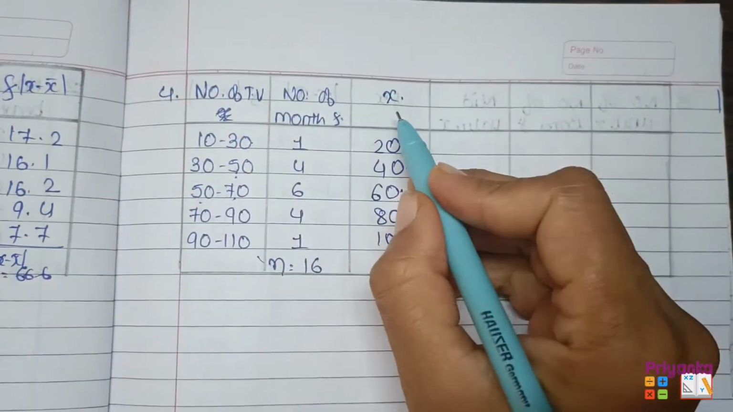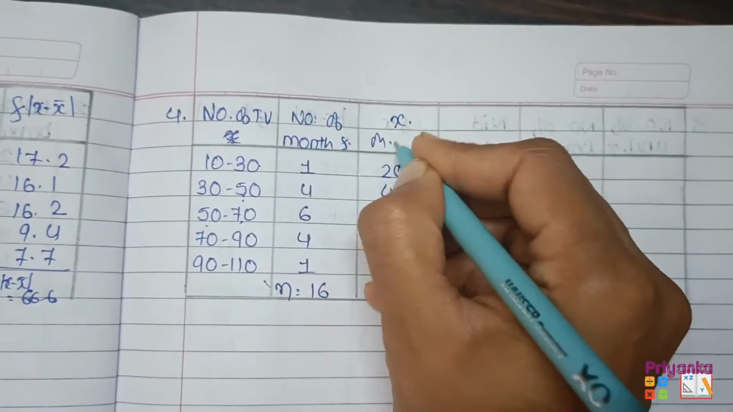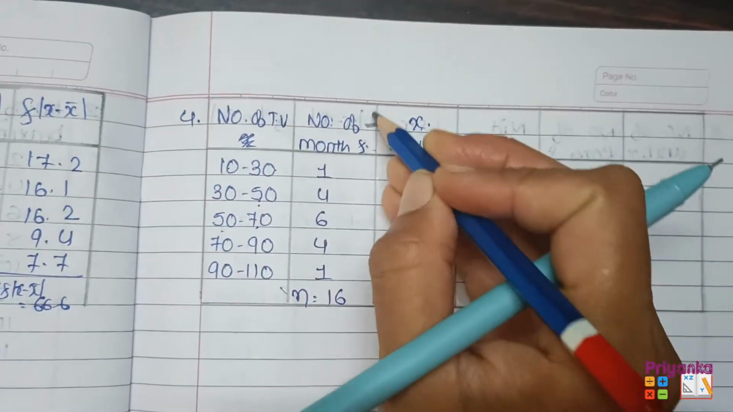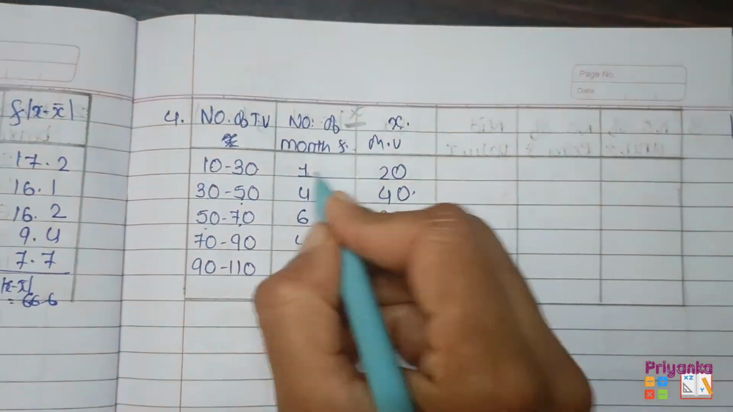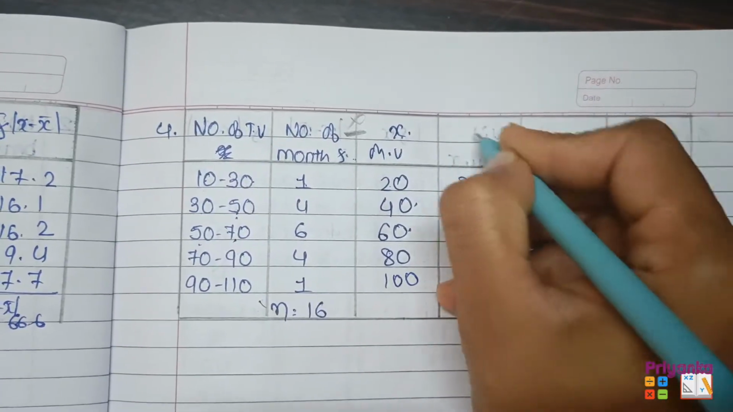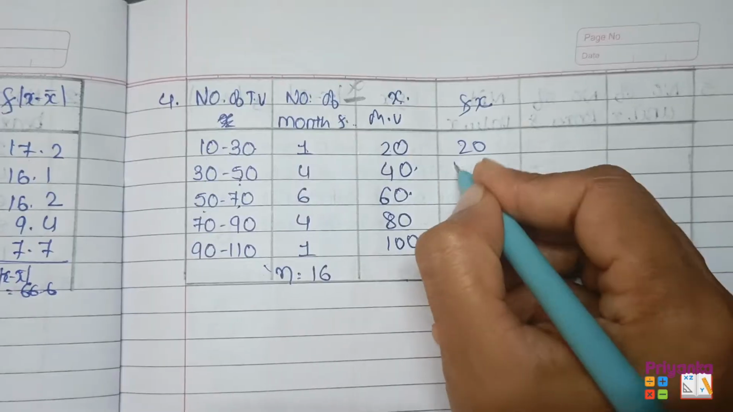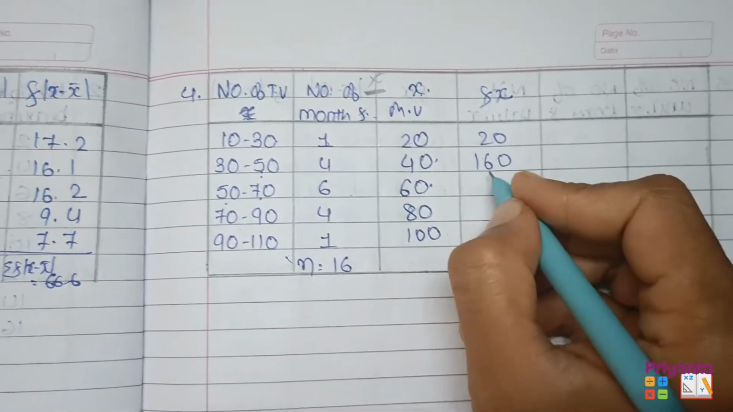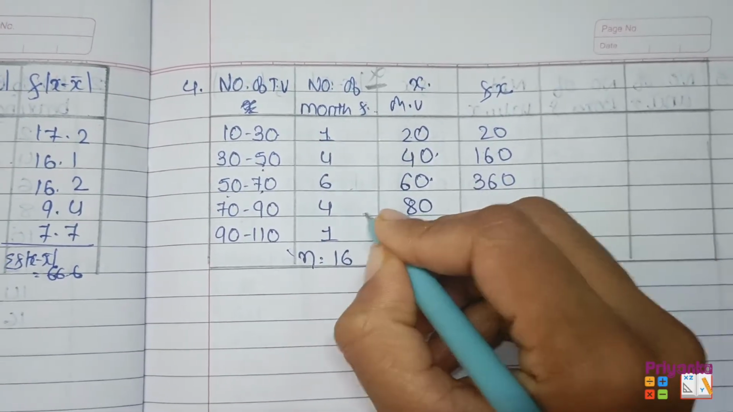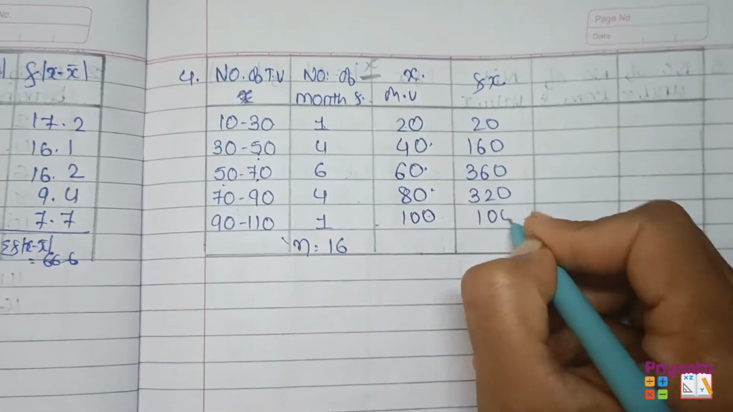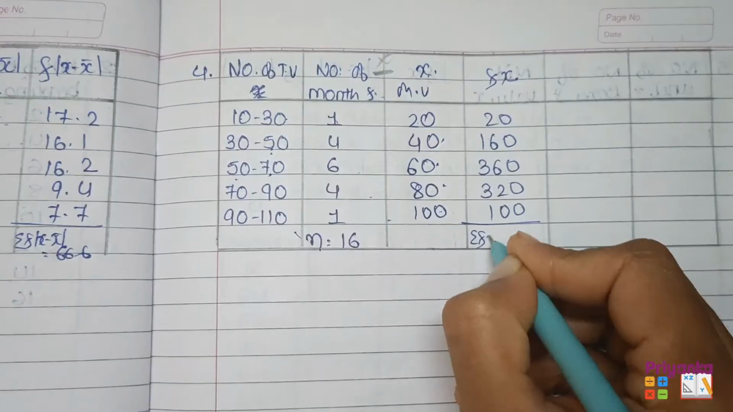So here we found the value x, that is the mid value. Now this x and f will be multiplied. These two columns will get multiplied to find out fx. 4 into 40, 160. 6 into 60, 360. 4 into 80, that is 320. And 1 into 100, 100. Now get the total of this.